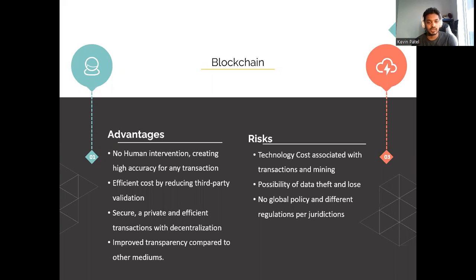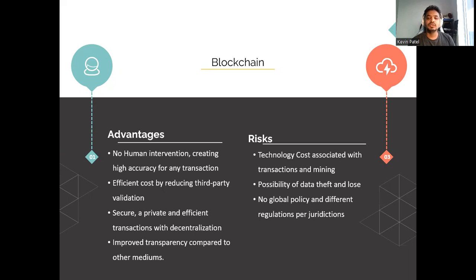Finally, in terms of risks, the technology costs associated with the transactions and crypto mining or blockchains are significantly high, and also power consuming. The possibility of data theft and loss is too much here. It's still not super secure, that's what we can say. Any system which is digital can be hacked. In the same way, cryptocurrency can also be hacked.